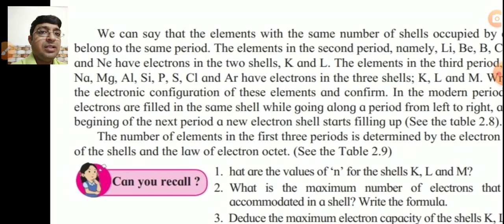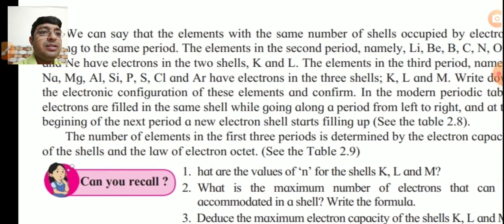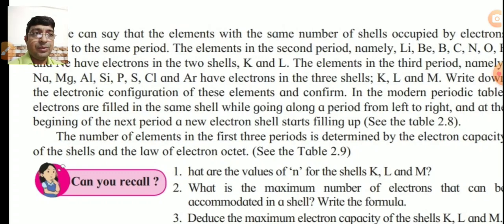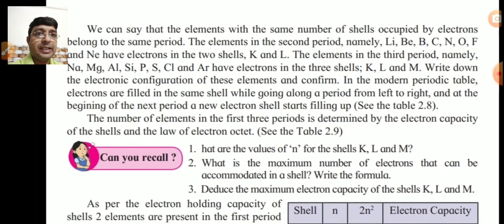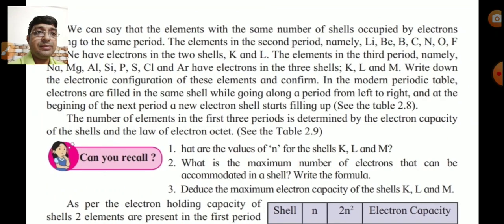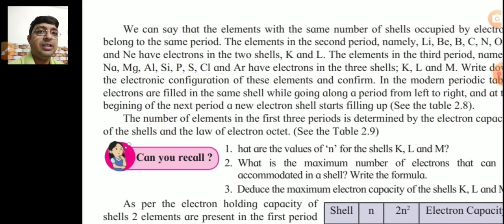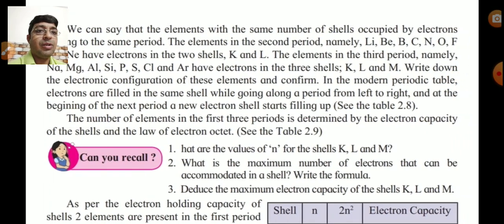Explanation is given. Now we can say that elements with the same number of shells occupied by electrons belong to the same period. The elements in the second period, namely lithium, beryllium, boron, carbon, nitrogen, oxygen, fluorine, and neon, have electrons in 2 shells. Those shells are also indicated by letters: the first shell by the letter K and the second shell by the letter L. So in these 2 shells, all the electrons are filled from lithium to neon.